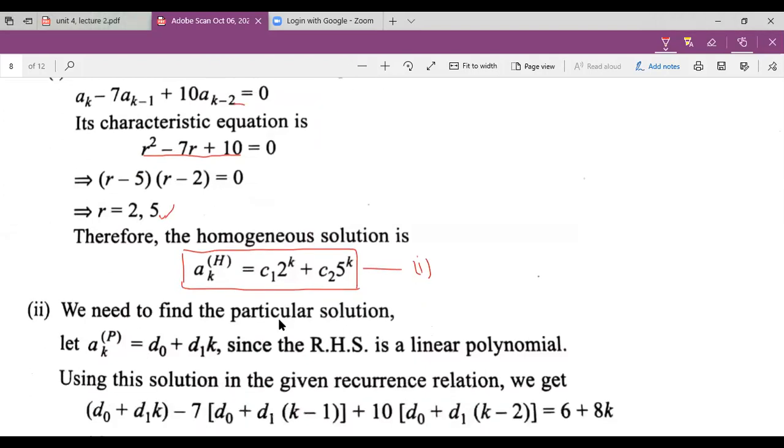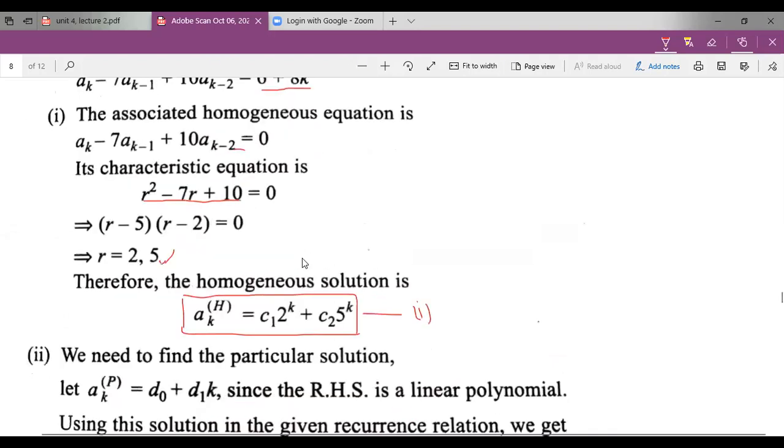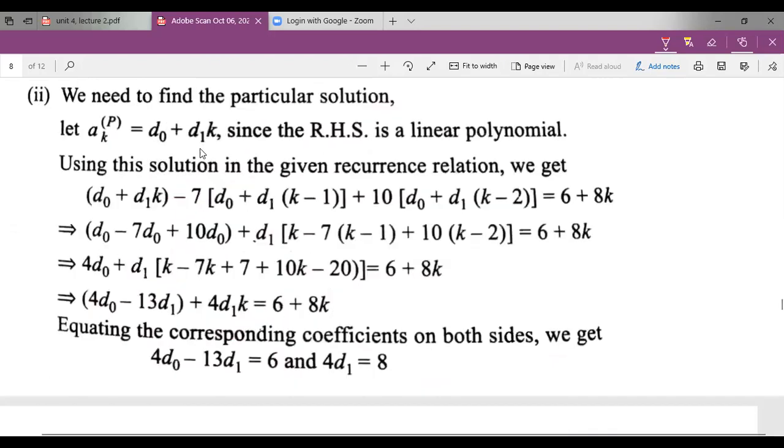So the RHS term is of the form C0 plus C1k, a first degree polynomial. So the particular solution is D0 plus D1k. It satisfies the given equation. We substitute this value in the given equation. So in place of AK, D0 plus D1k. In place of AK minus 1, D0 plus D1 into k minus 1. In place of AK minus 2, D0 plus D1 into k minus 2 is equal to 6 plus 8k.